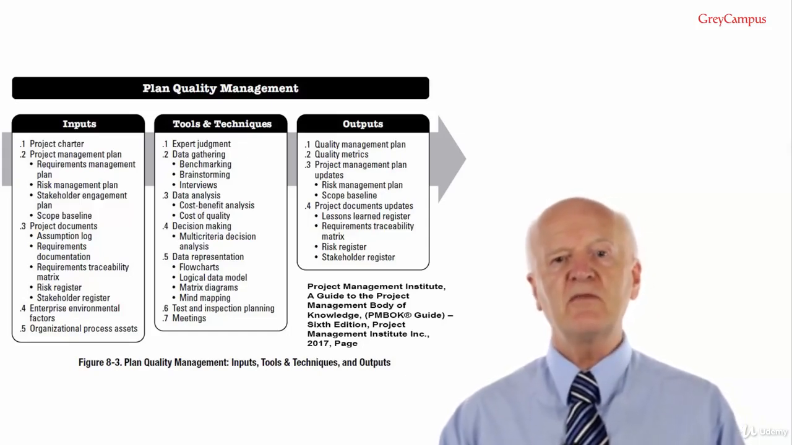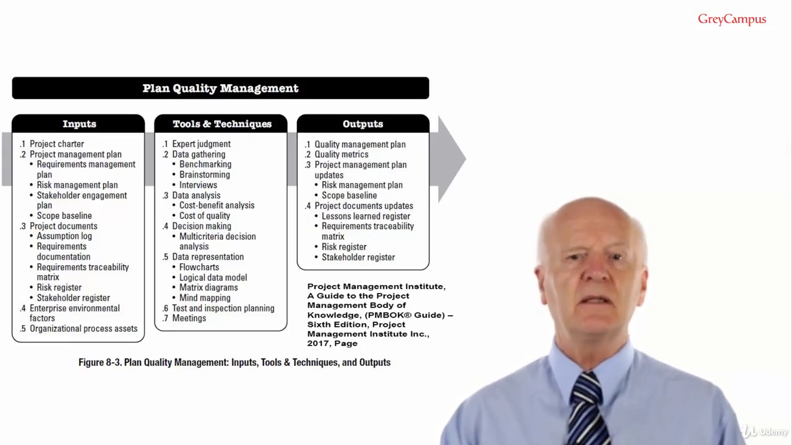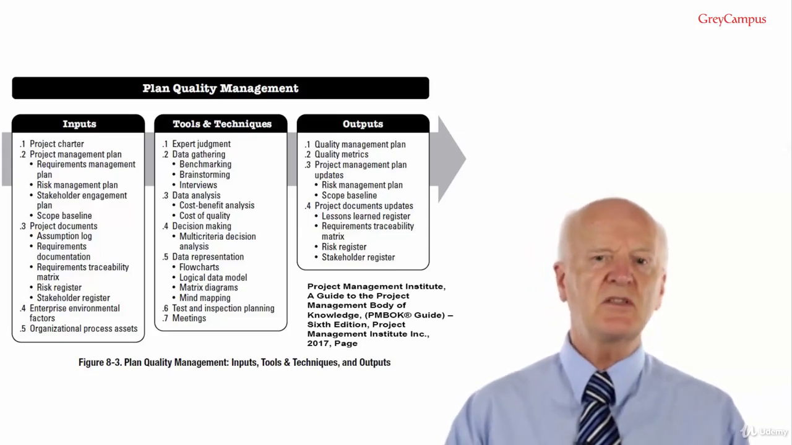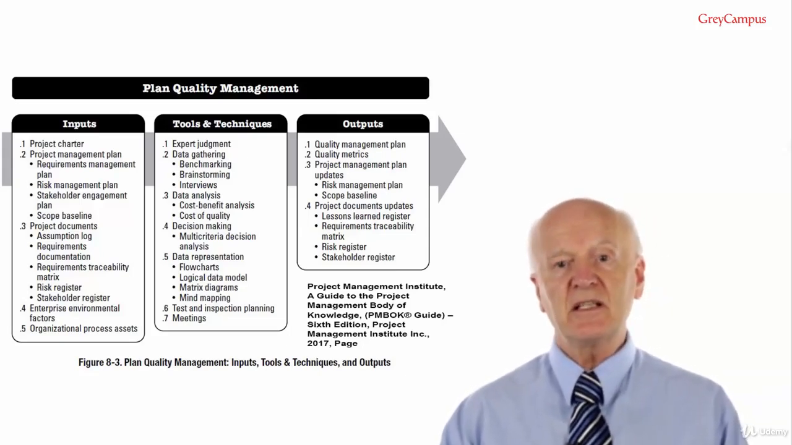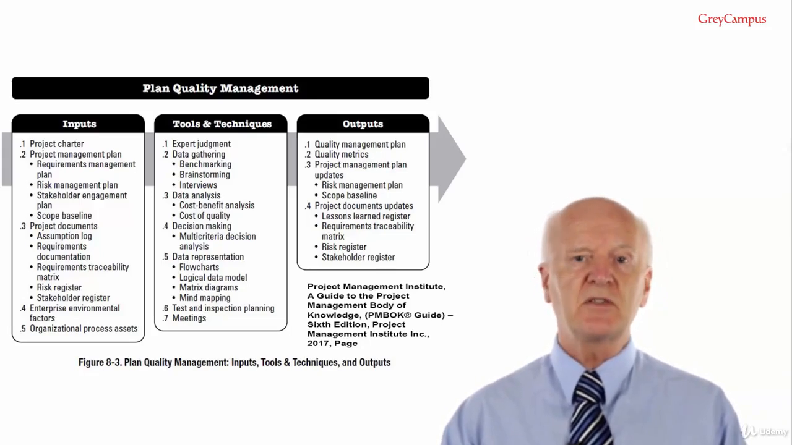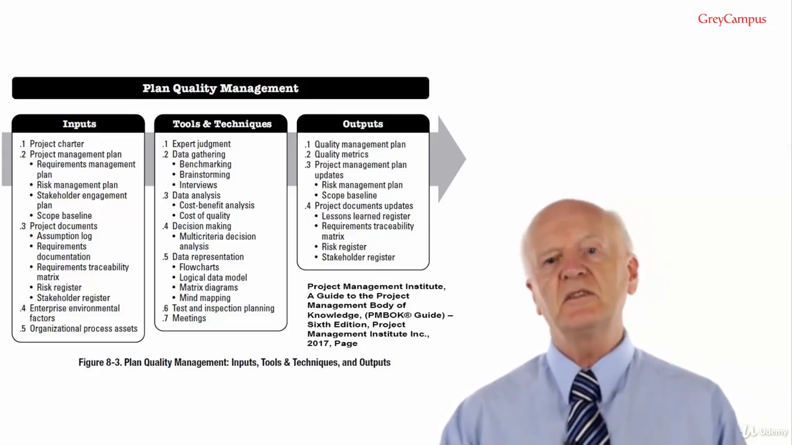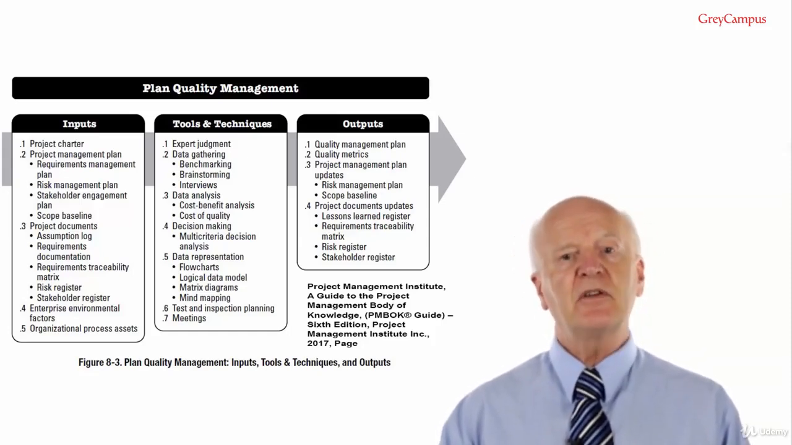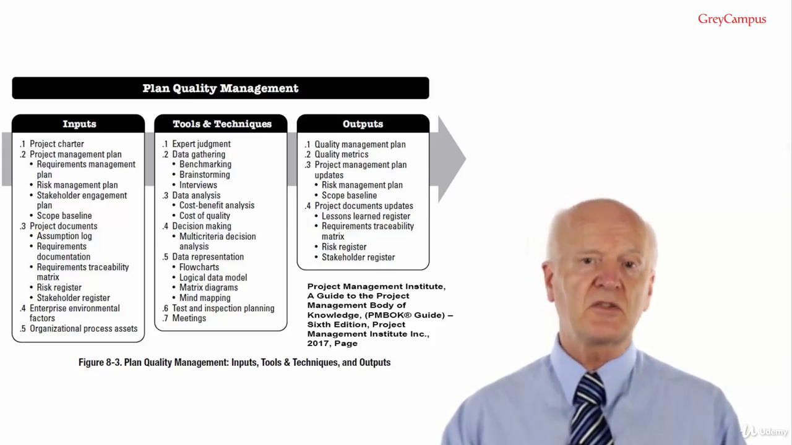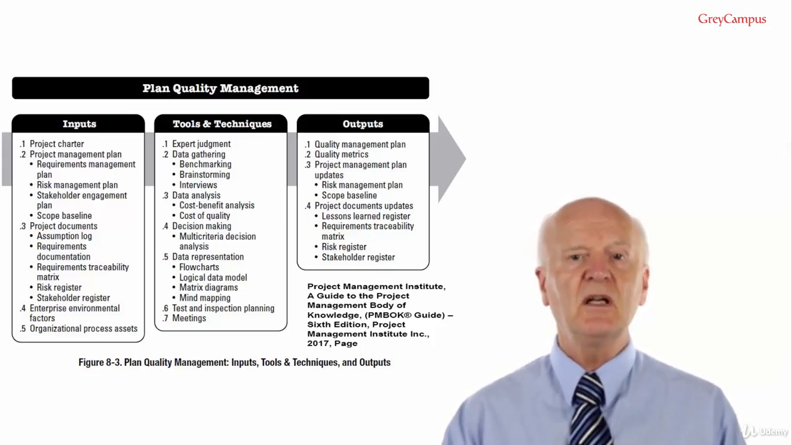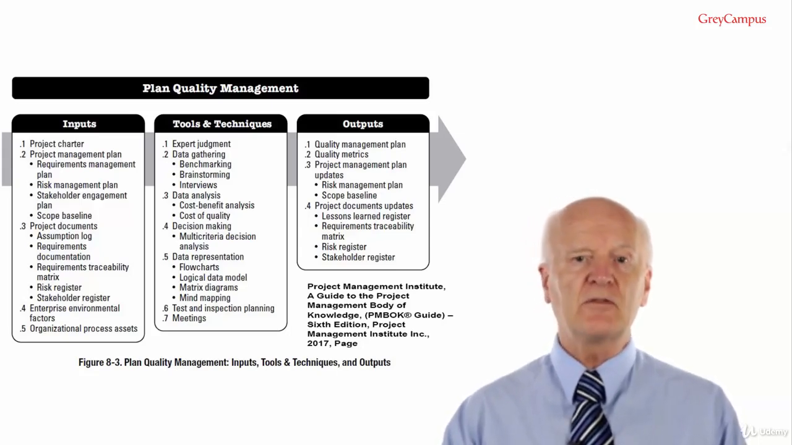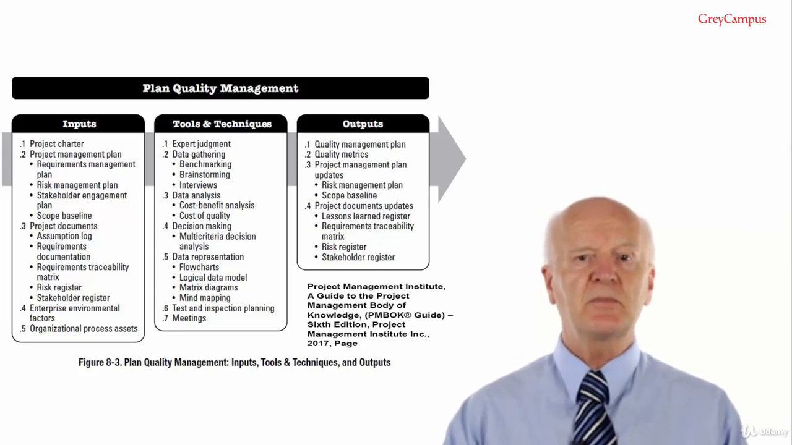Number 4, enterprise environmental factors. And here we're looking at governmental agency regulations. There may be regulations or legislation which will impose extra constraints on your quality. Rules, standards and guidelines specific to the application area. Geographic distribution, organizational structure, marketplace conditions, working or operating conditions of the project or deliverables, and cultural perceptions.